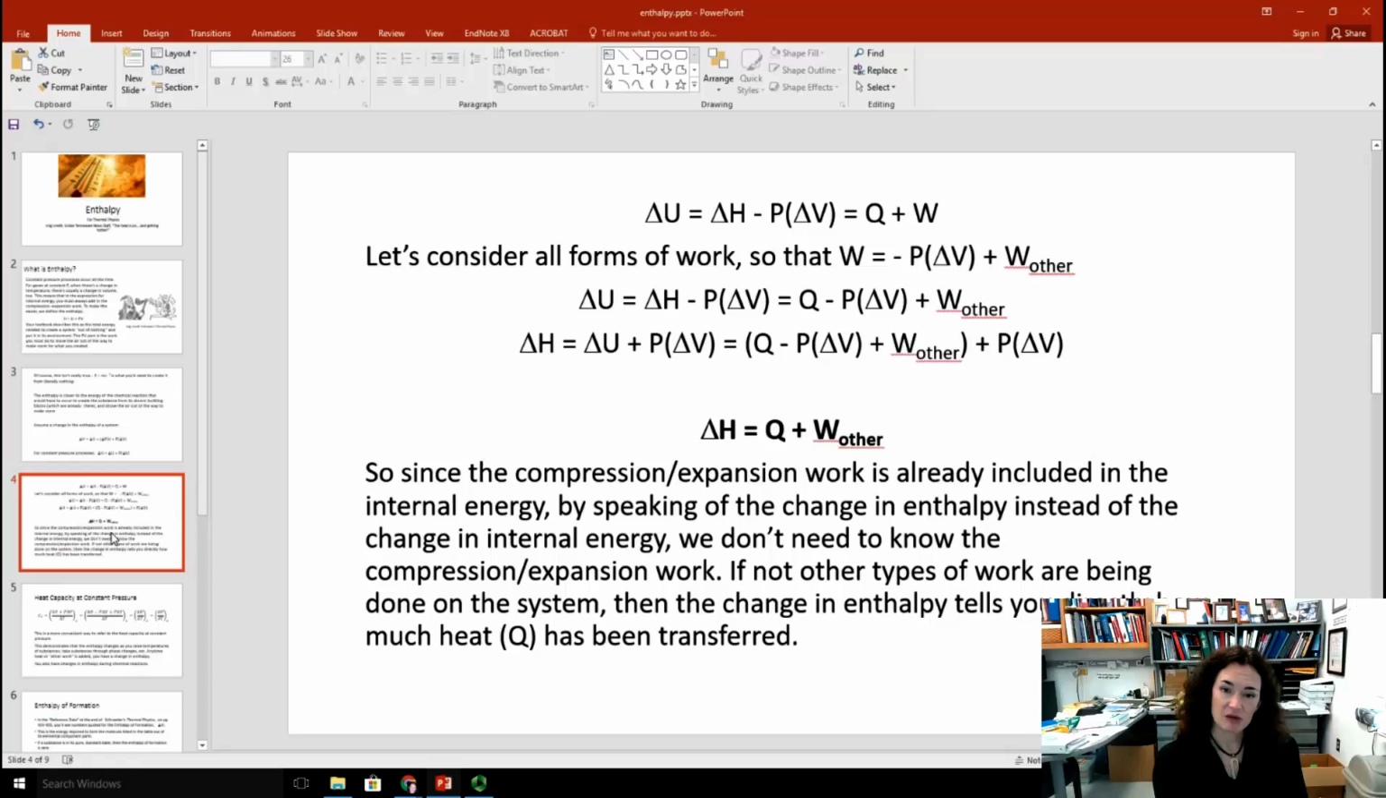So now you can see maybe why we use H as a symbol for enthalpy, because you can see here that Q is a big part of it, the heat.